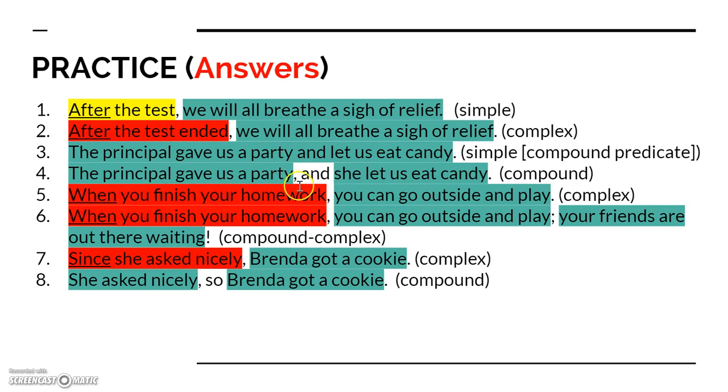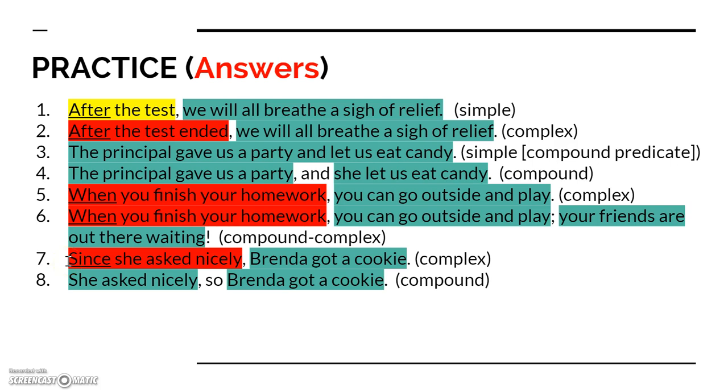Number 5. "When you finish your homework, you can go outside and play." Here's my main independent clause. Here's a dependent one kicked off by an AWUBIS word. Now 6 is different because I added to it. I kept going. I put a semicolon right here, added a second independent clause, and now this is compound complex.